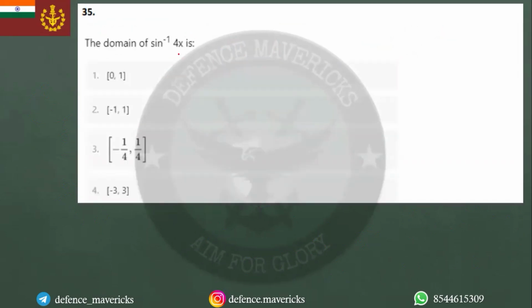So domain of sin inverse 4x. This is similar to the question which we did before. So basically it's very simple. 4x should be between minus 1 to 1. Now what you have to do, just divide by 4 and it will be, it's this simple here. I mean, see, domain पूछा है तुम्हें.